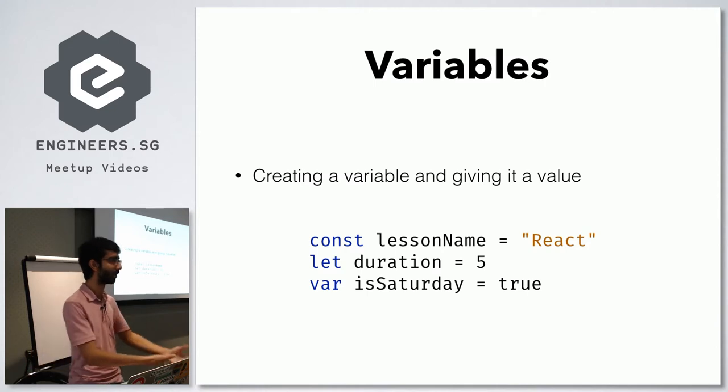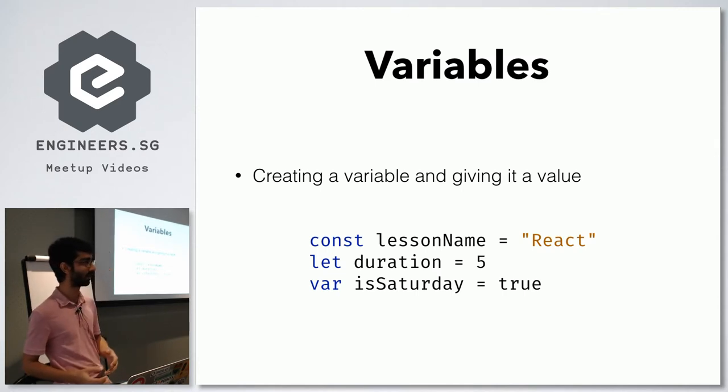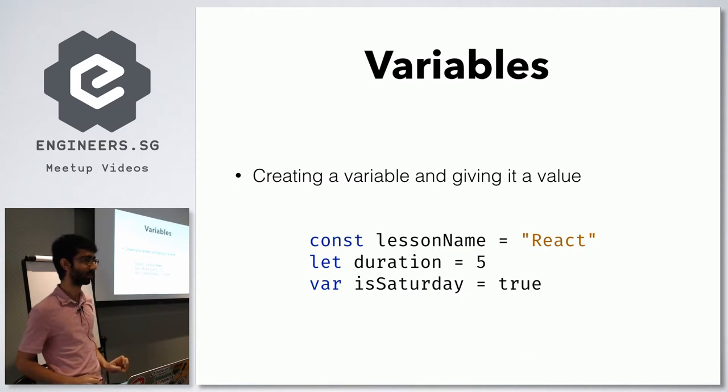The value is what's in the variable. The name is what you're going to use to call that variable in different parts of your code. So in this case, I have three different variables. The first one is called lesson name. Its value is React. The second one is called duration. Its value is 5. The third one is called is Saturday, and the value is this special thing called true, which we'll talk more about in a bit. But the basic structure is either const, let or var, the name of the variable, equal sign, value of the variable. Okay.